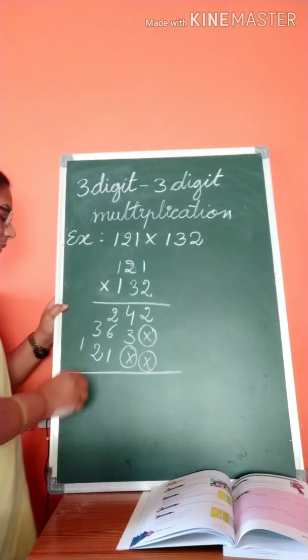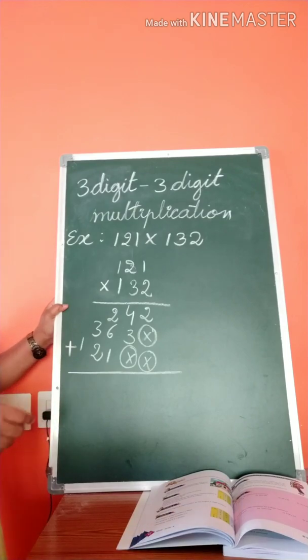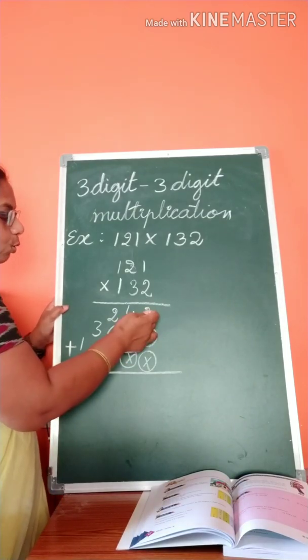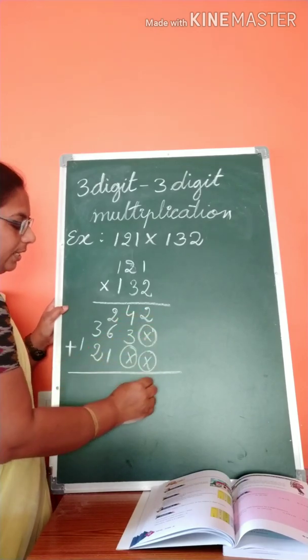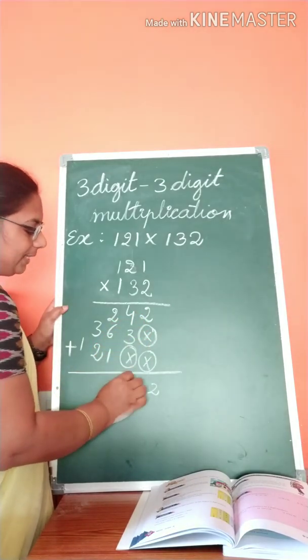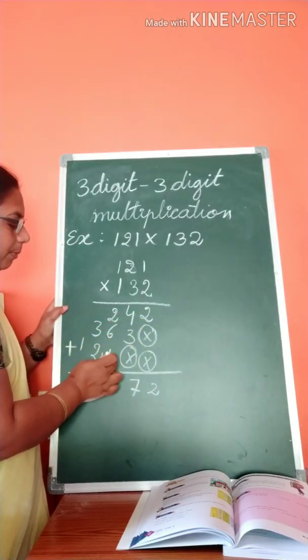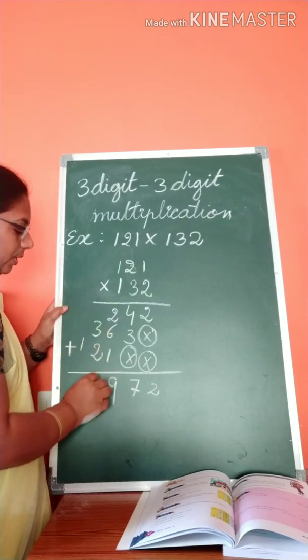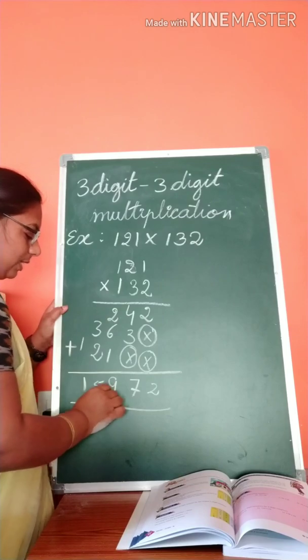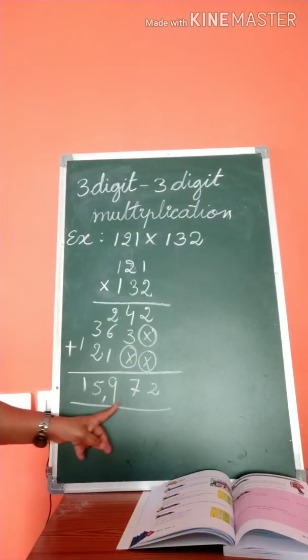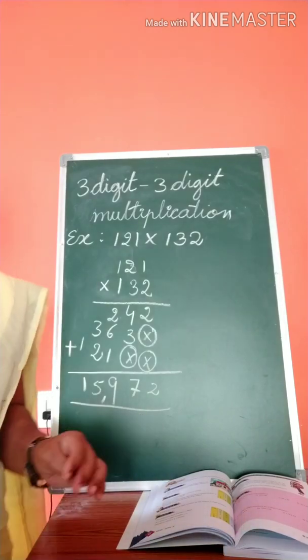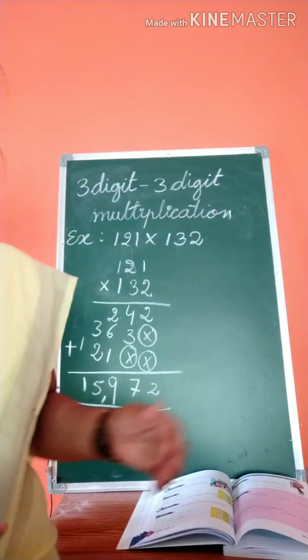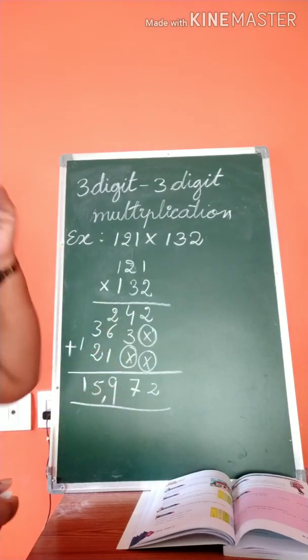So after completing this, what we have to do? We have to add them. As we know that multiplication is a repeated addition, we have to add them. Now 2, nothing is there means the value here is 0. Okay? 2 plus 0 plus 0, it is 2. 4 plus 3 plus 0, it is 7. 2 plus 6 is 8. 8 plus 1, it is 9. 3 plus 2 is 5 and 1. So here the answer is 15,972. We also call this answer as product. Already we know that the answer which we get in multiplication is called as product. So here the product is 15,972. Got it, children?